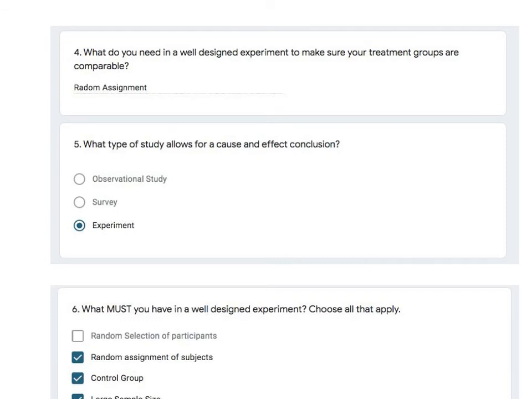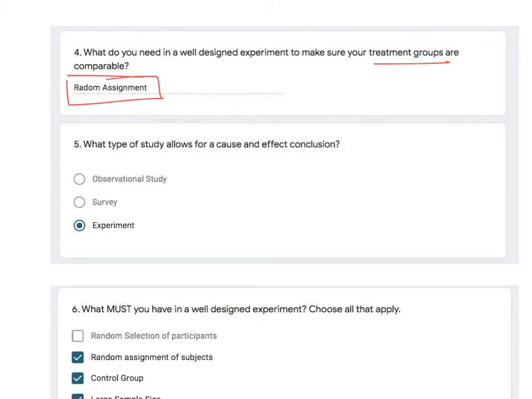The next question says, what do you need in a well-designed experiment to make sure your groups are comparable? Now, a lot of you put control group here, and that's good so you can compare the two groups' results. But what I was trying to ask was what makes them comparable, as in the makeup of the group, like the types of people that are being put in the group.